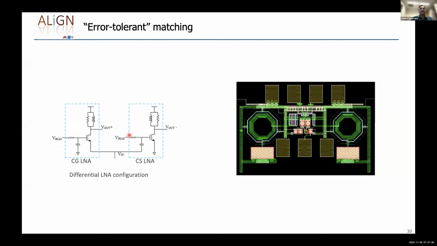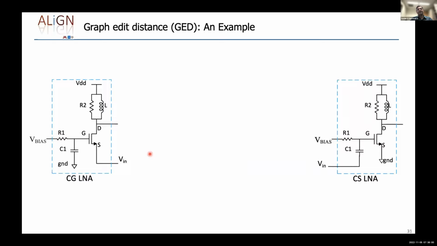But if I look at these circuits individually, they are different from each other. The reason we do this is because they are approximately identical. And the way that we recognize this is as we go from here to here, we try to find out the so-called graph edit distance. In other words, if I represent this by a graph, how many edits do I need to make to get to the graph for this one?